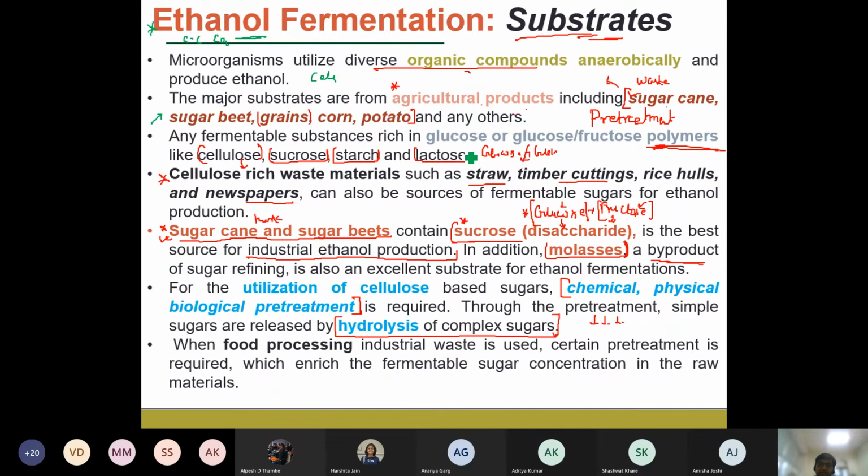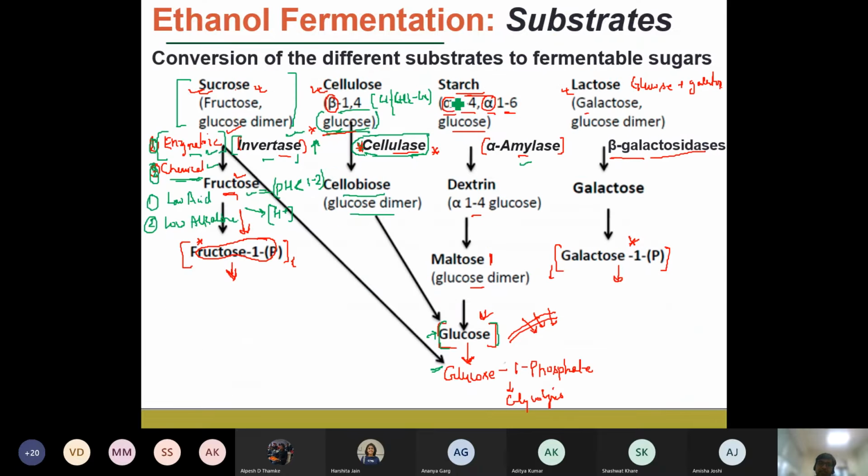Then we have looked into the substrates, starting from the lignocellulosic substrates, like agricultural products. Each agricultural product has different types of sugars, maybe cellulose, sucrose, starch, lactose, and how they can be converted into monomeric sugars, because as we already discussed, these are nothing but disaccharides or polysaccharides.